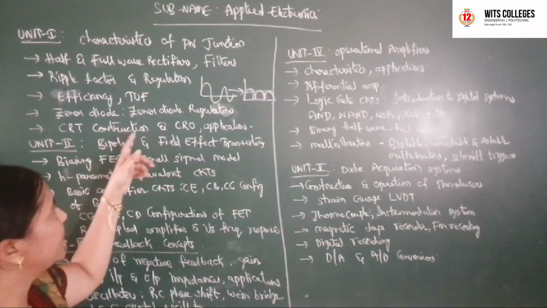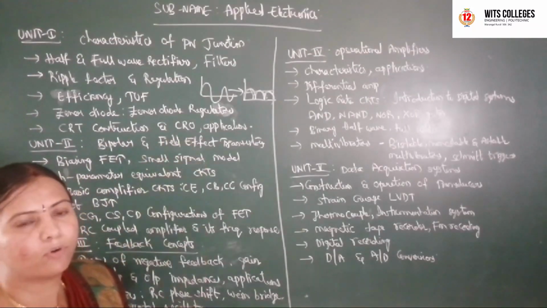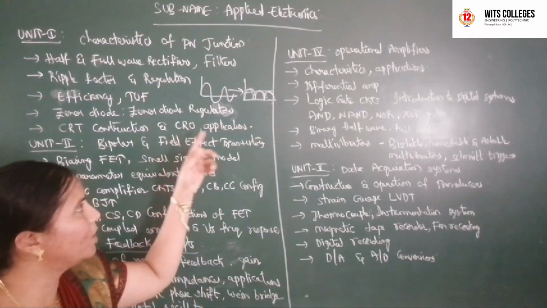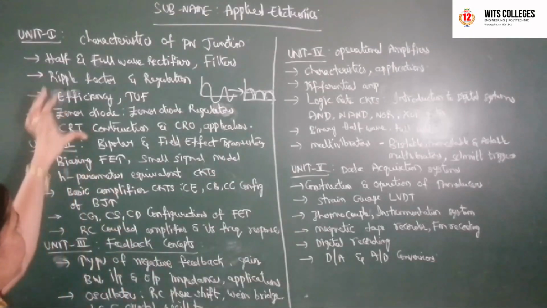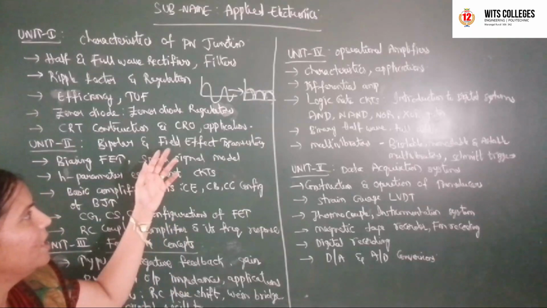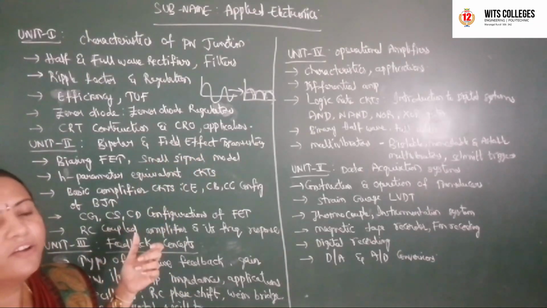And next, CRT construction, cathode ray tube construction. And what is CRO? CRO means cathode ray oscilloscope. CRO, what are the applications? This is first unit. Coming to the second unit, bipolar and field effect transistors, or simply you can state as FET.